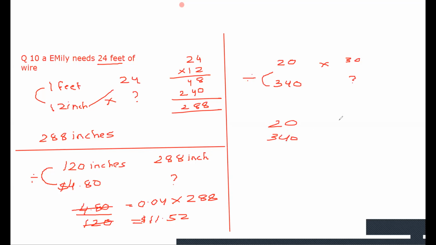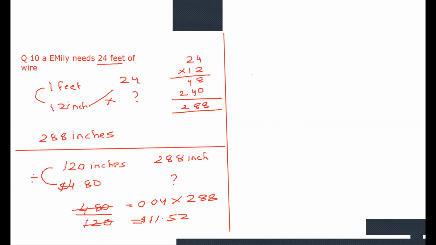Miss, I still didn't understand this. Which question you didn't understand? The down part? When you did dividing. See, listen to this. 120 inches give me how many dollars? $4.80.